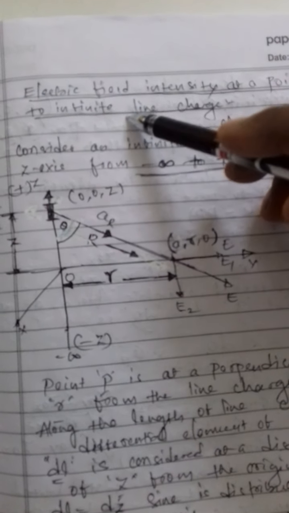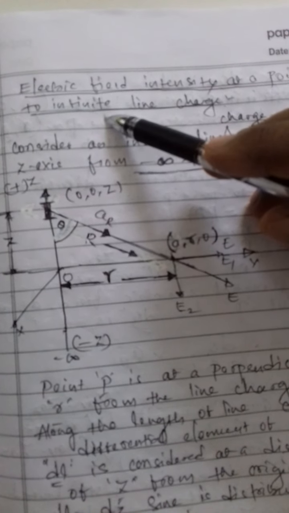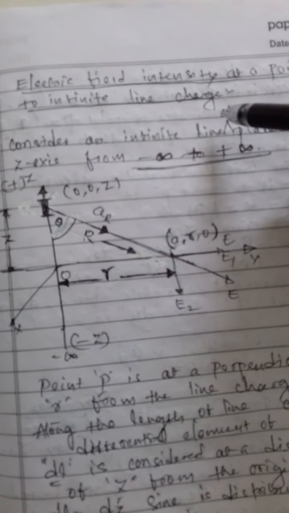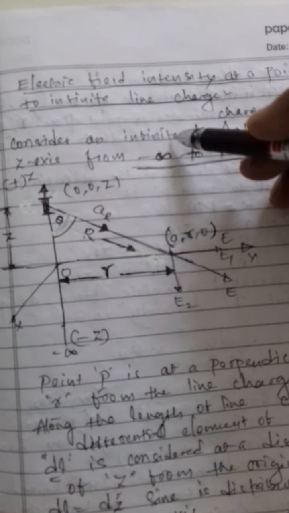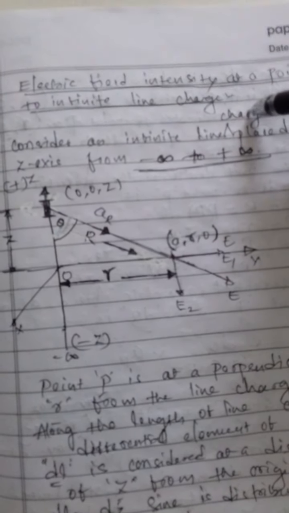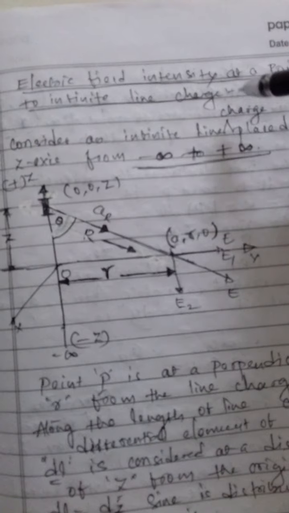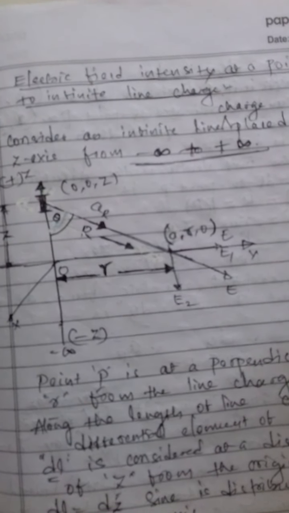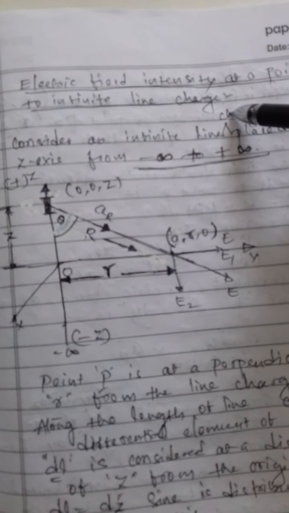As I already told you, charge distributions are of different types in electrostatics. First, point charge distributions: a charge which is in the form of a point in space is known as a point charge.